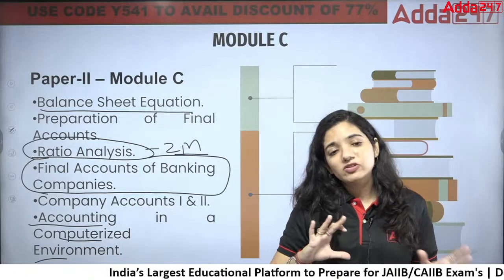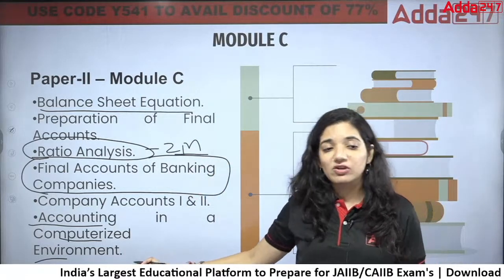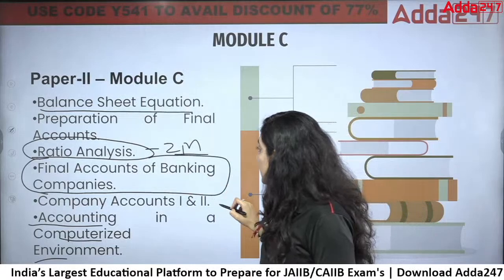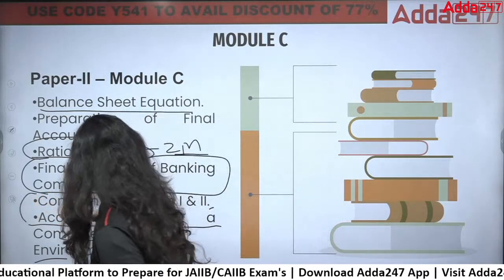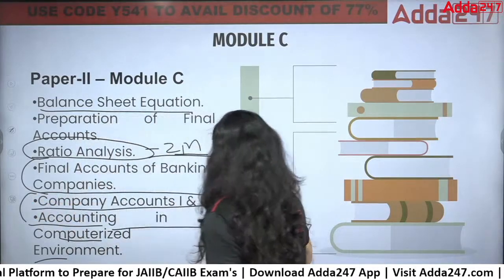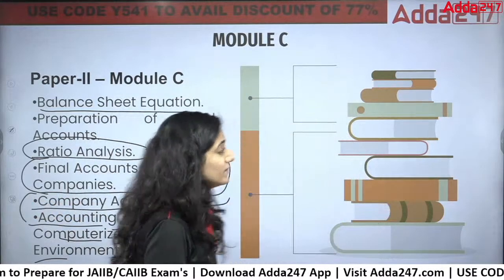So again, in terms of module C, the 2-3 areas which are extremely important are ratio analysis, final accounts of banking, as well as company accounts. These all 3 topics are important. Company accounts in 1 and 2. Okay.